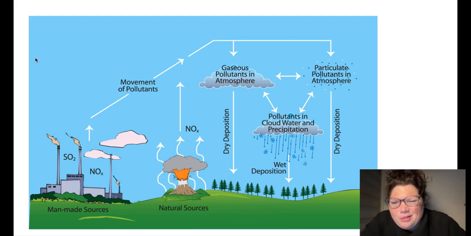So here's an example of that. We have our man-made sources of NOx and sulfur dioxides. They move up and react with the water in the air. That cloud forms precipitation, and so we get wet deposition. Other times, we just have these pollutants, these particles in the air, and they just happen to fall to the ground. And that would create dry deposition.